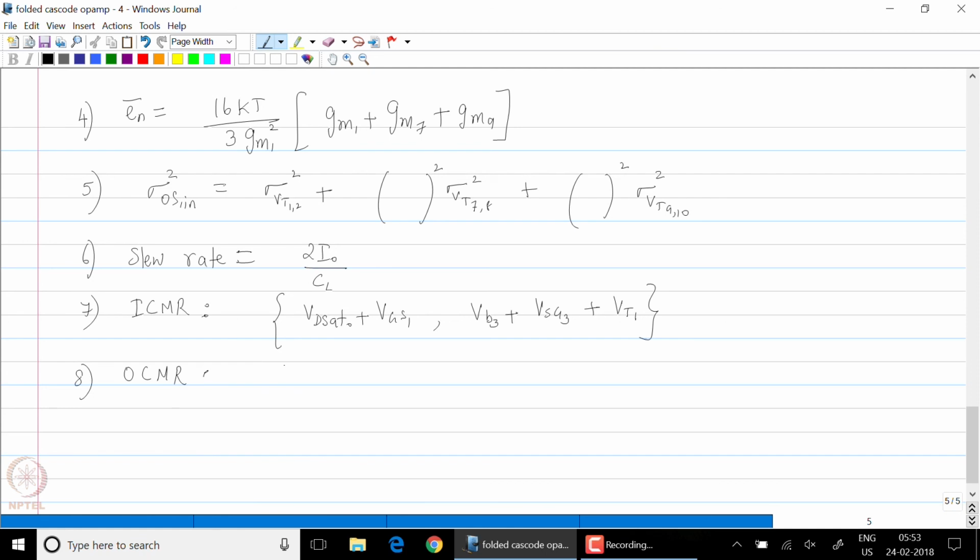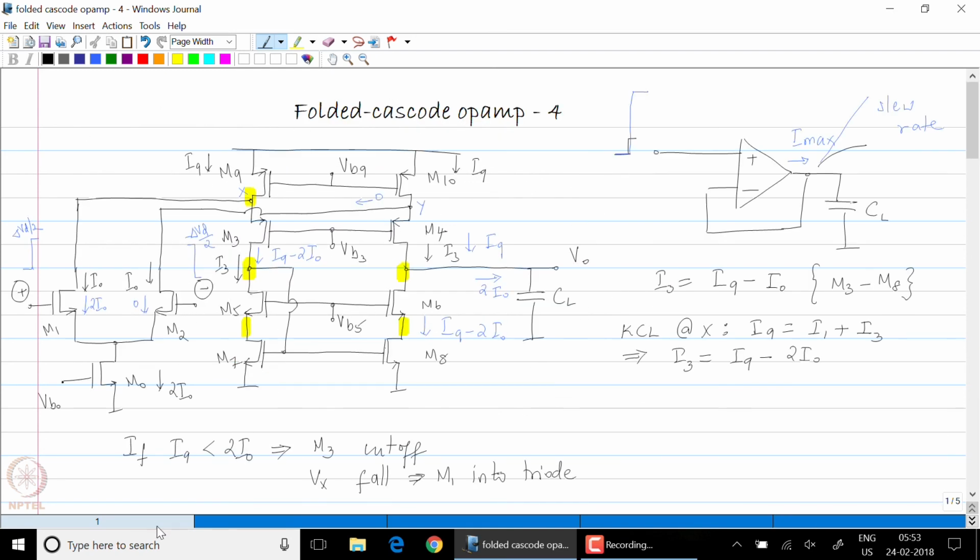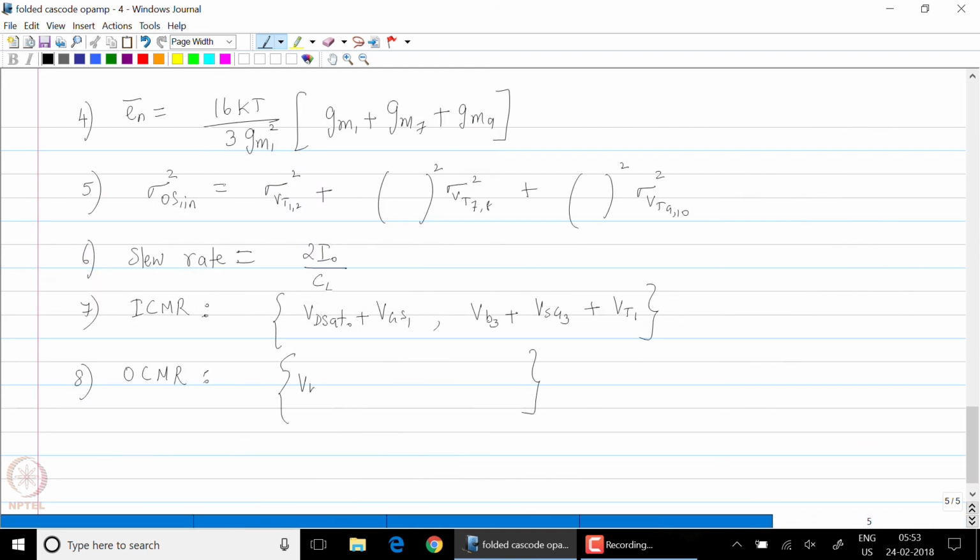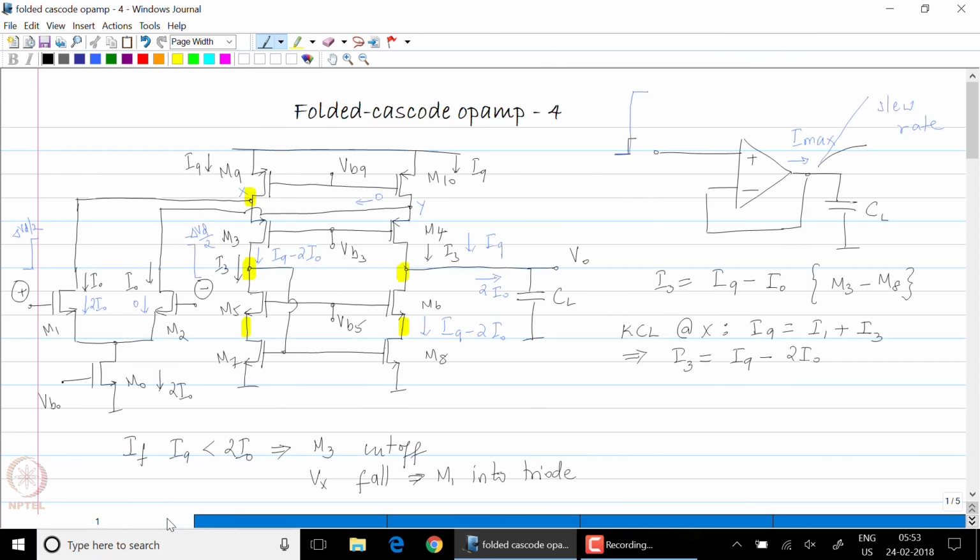The output common mode range, of course, depends on the values of VB5 and VB3. The minimum value occurs when M6 hits the edge of the triode region. And that can happen when the input voltage goes one VT6 below VB5. And if the output common mode increases, that will cause M4 to go closer to the triode region, and that can happen at a voltage VB3 plus VT4.